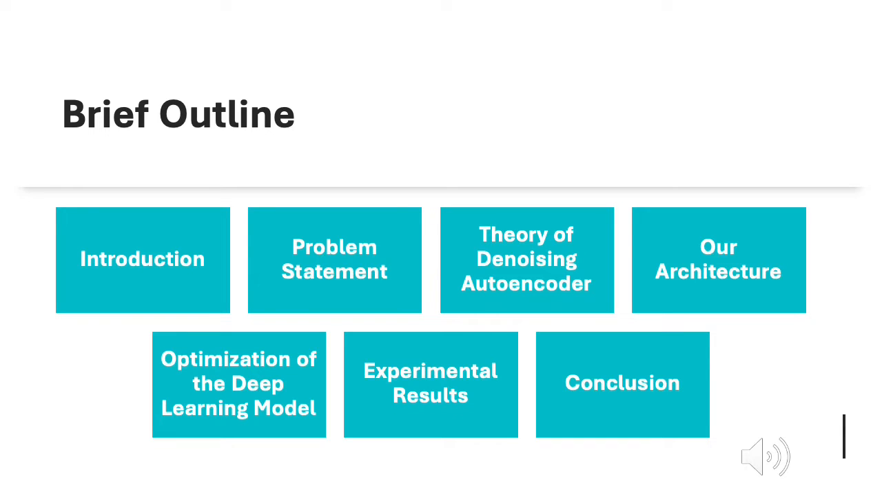This slide covers a brief outline of my presentation. I'll start with an introduction, problem statement, then I'll quickly talk about the basic theory of denoising autoencoder. Next comes our proposed architecture, then I'll talk about the techniques to optimize the baseline model to effectively run on low power edge devices. Then comes our experimental results followed by a conclusion.